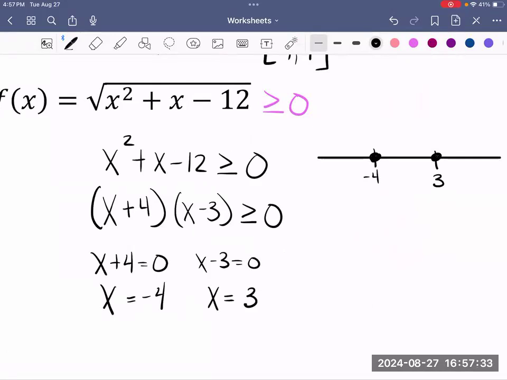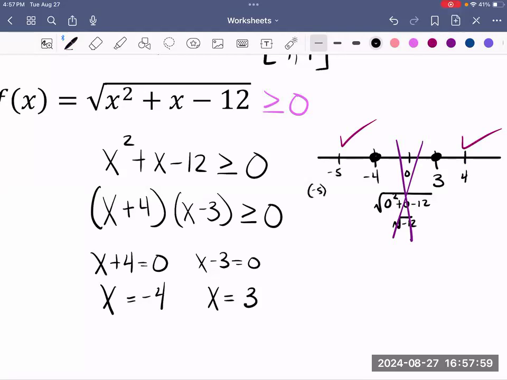So let's go ahead, as we've done before, and test some numbers. So if we have 0 squared plus 0 minus 12 under a square root, you're left with negative 12. Again, not okay. So inside is not okay, which means on the outside, most likely it is okay. So let's test something other than 3. Let's test 4, or let's test negative 5.